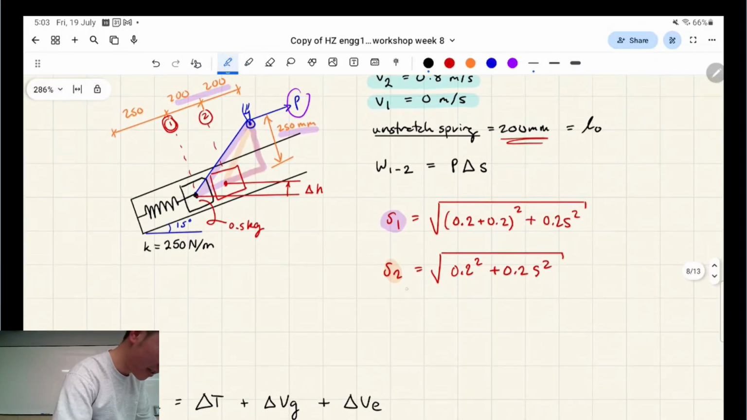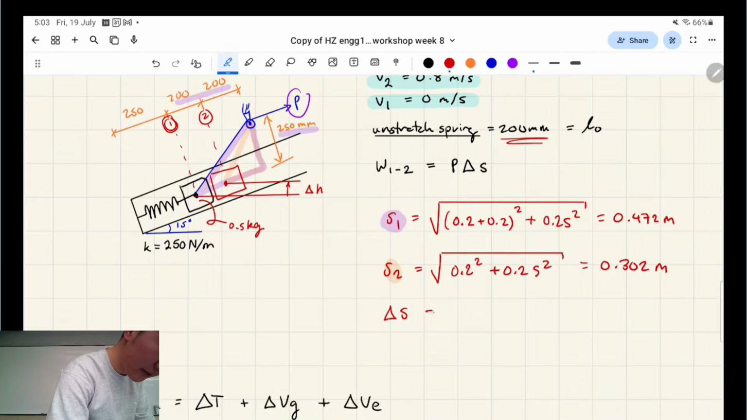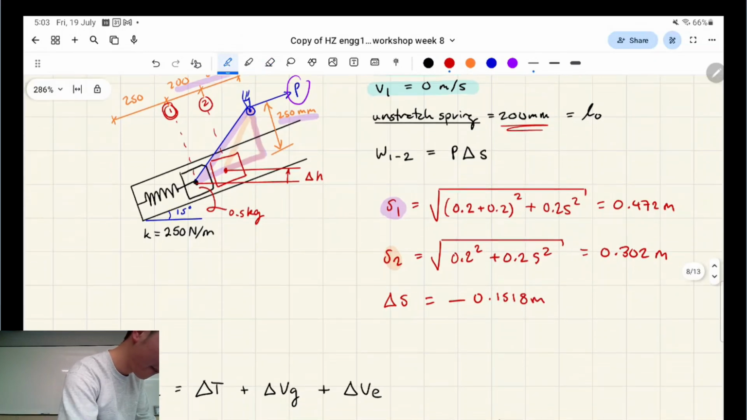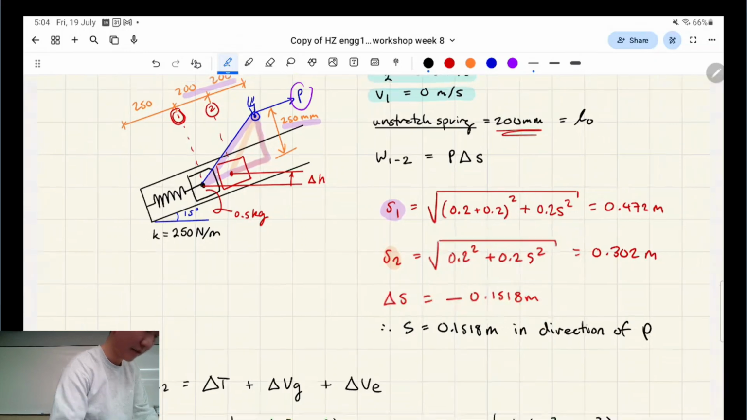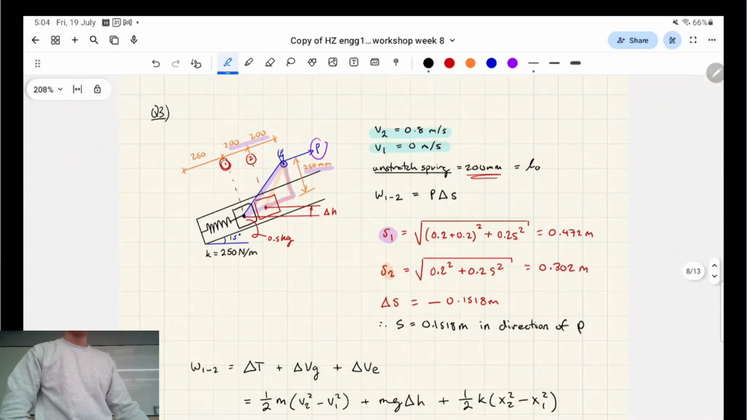Okay, and now we want to calculate delta S. Sorry, let's calculate this out. Delta S is going to be final minus initial, but S is going to be the positive version, because it's to do with the amount of rope which has been moved in the direction of P. Okay, does that make sense?